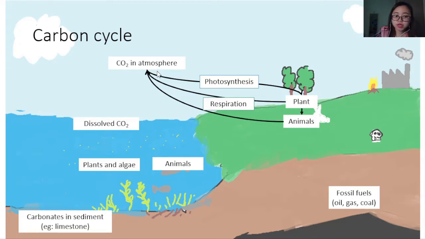So you see here we've started photosynthesis and respiration. All plants and animals will eventually die. So when they do, they experience death and decay.